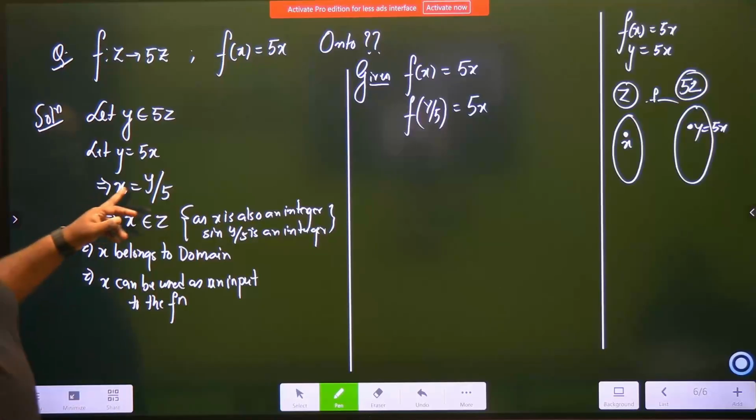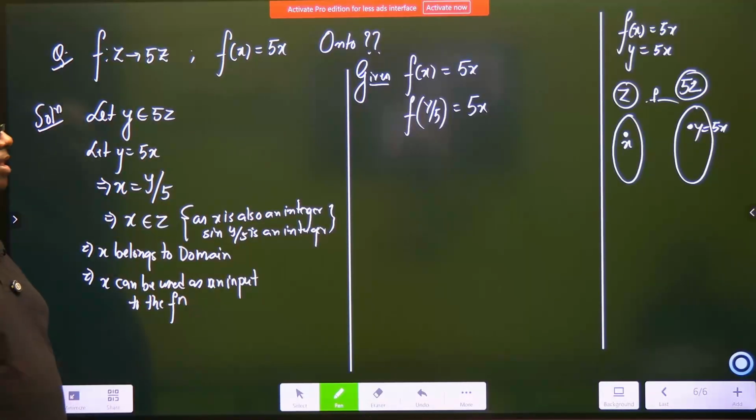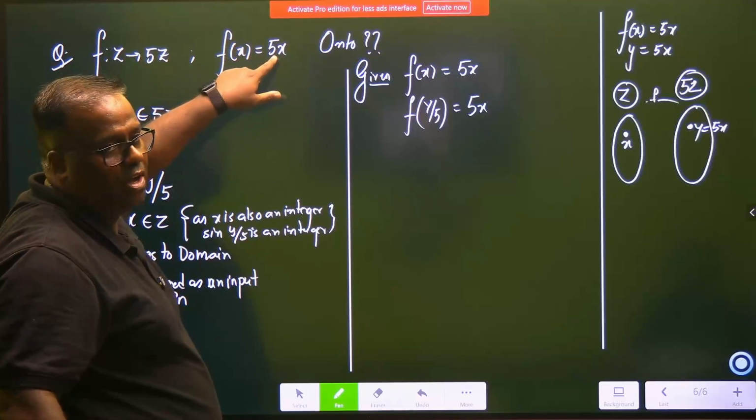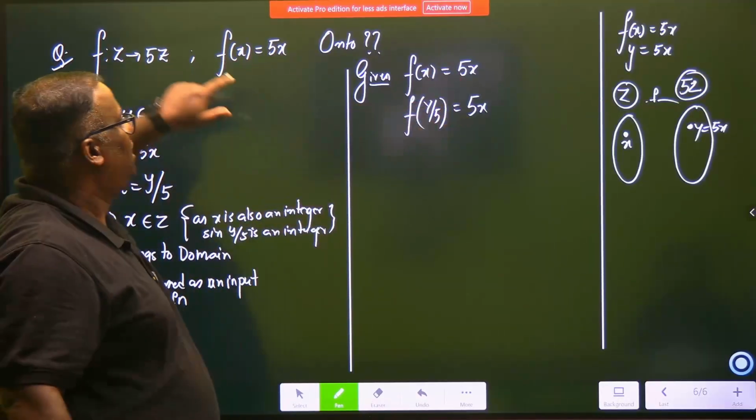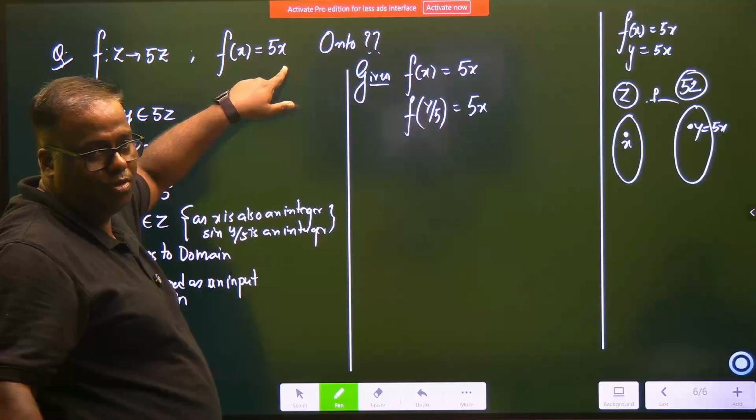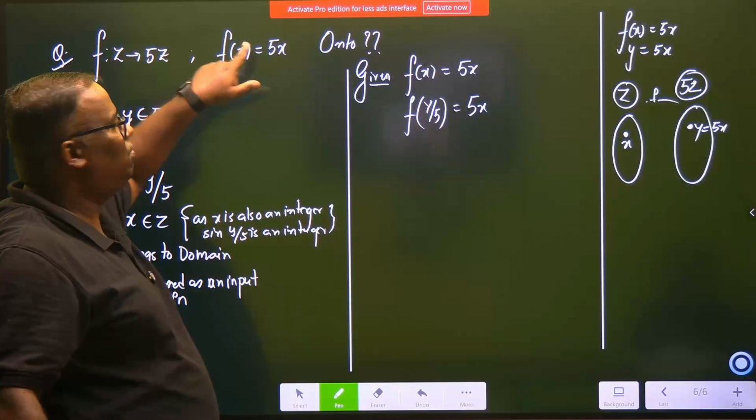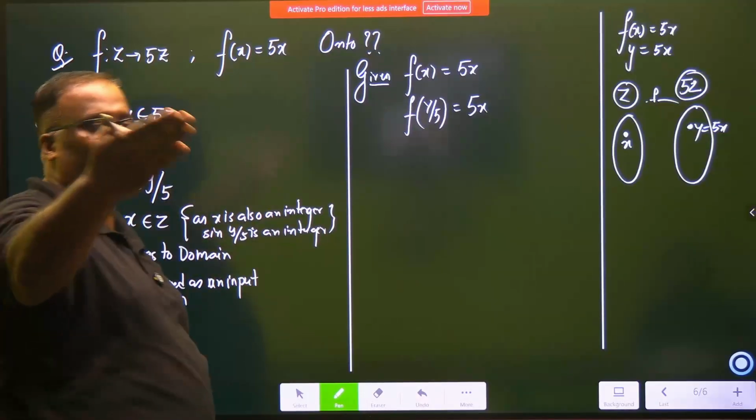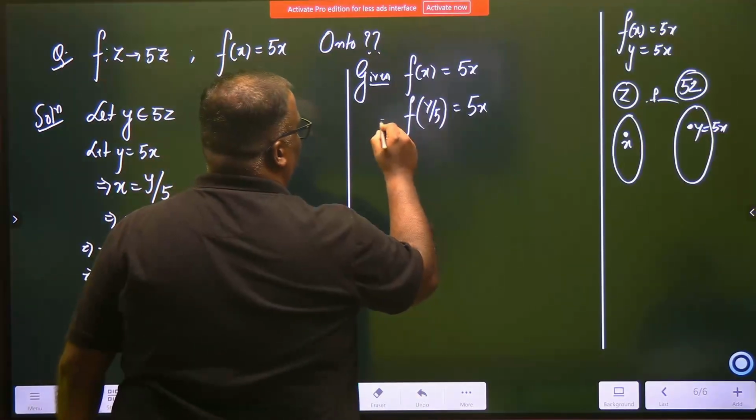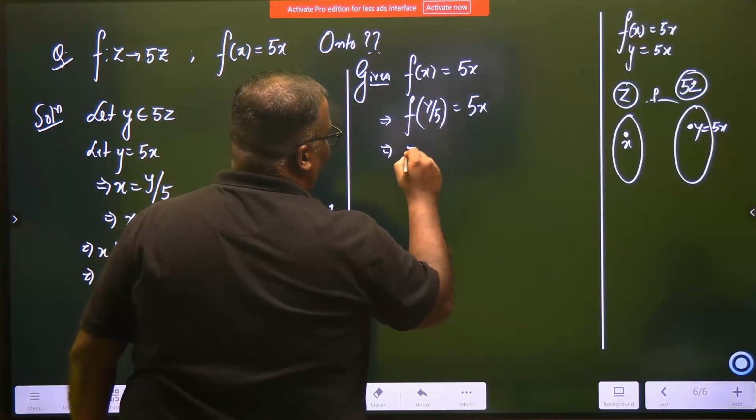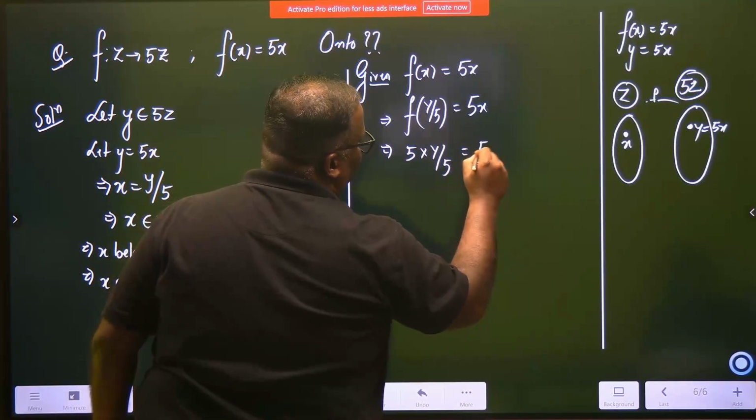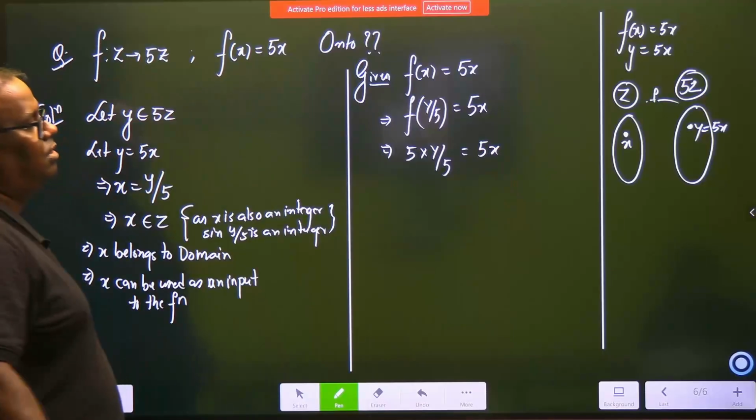Look, instead of x, I am writing y by 5. This function is f of x gives you 5x. Don't see the right side. f of dog, 5 times of dog. f of donkey, 5 times of donkey. f of y by 5, 5 times of y by 5. Very good. 5 times of y by 5. And this side we have 5x. Agreed?